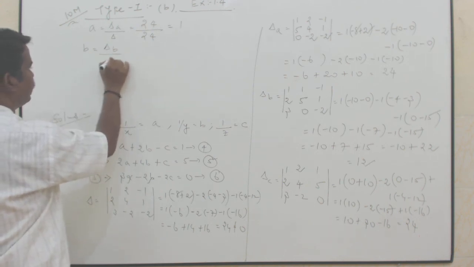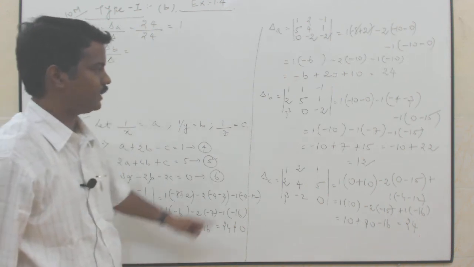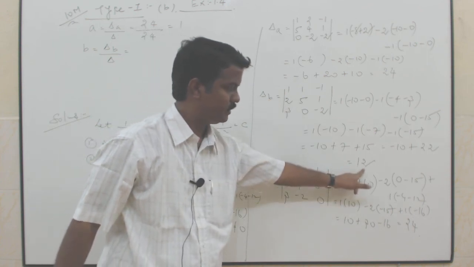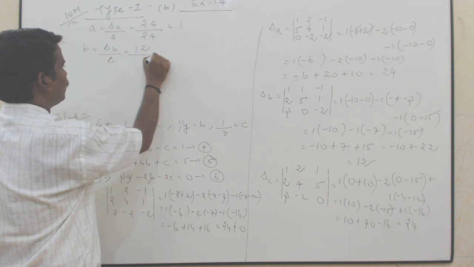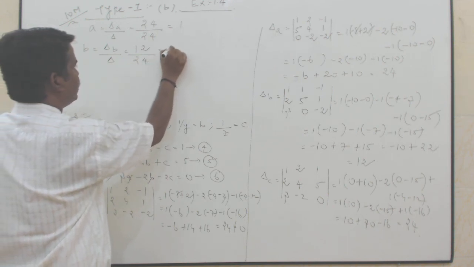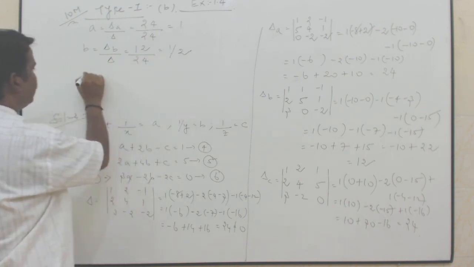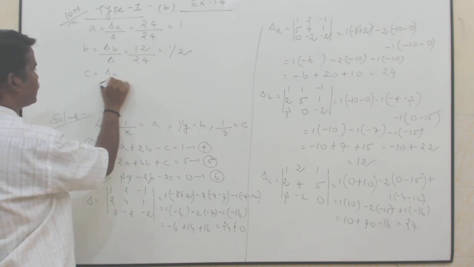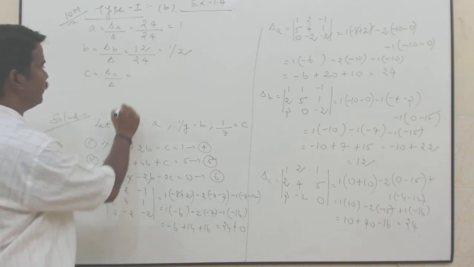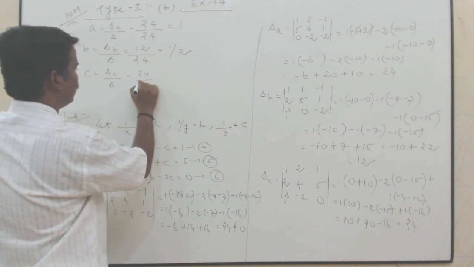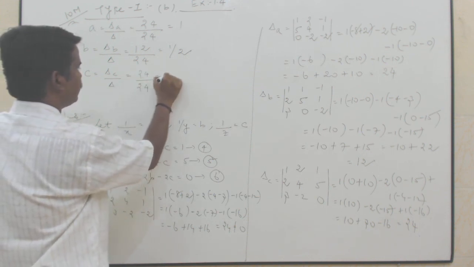Next find B. Delta B by delta. Tell me what is the value of delta B? It is 12. Right? So 12 by 24, that is 1 by 2. What is C? Delta C by delta. What is delta C? 24 by 24, which is 1.